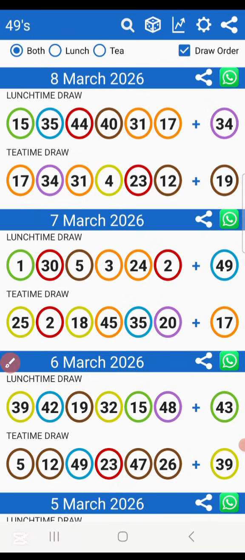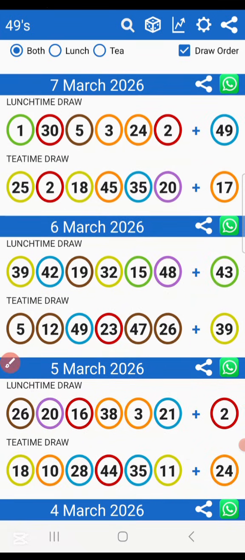Now, let's go on to the next one. The next one is a bit tricky, but just pay attention. I'm sure you will understand. Where can I start from? All right, I'm going to start from the 5th of March.